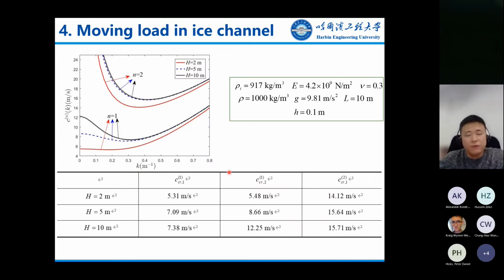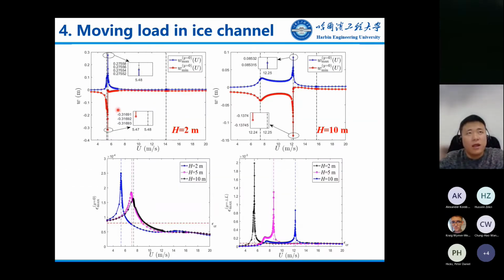Here we analyze the influence of the water depth on the ice responses. Before we analyze the ice responses caused by the moving load, the phase speed of the hydroelastic wave for different water depths should be shown here. And here is the first critical speed. And here the critical speed for long waves. And here is the second critical speed.